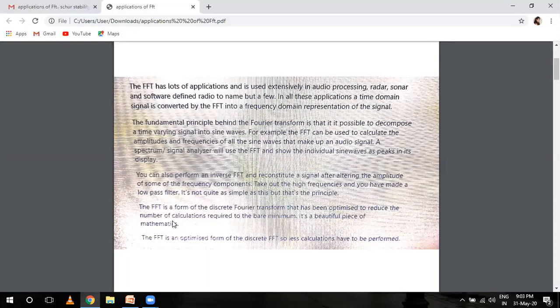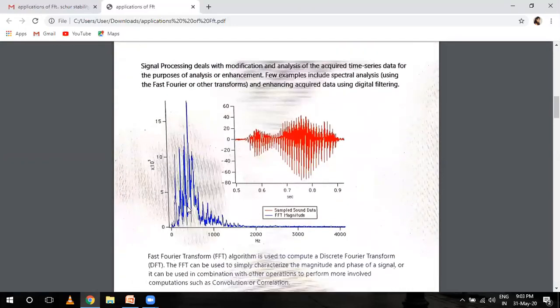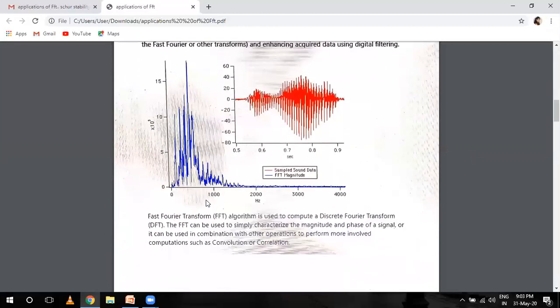When we are talking about more applications of FFT, signal processing deals with modification and analysis of the acquired time series data for the purpose of analysis or enhancement. Examples include spectral analysis, the fast Fourier transform, and enhancing acquired data using digital filtering. A fast Fourier algorithm is used to compute the DFT and characterize the magnitude and phase of the signal. It can be used in combination with other operations to perform more involved computations such as convolution and correlations.